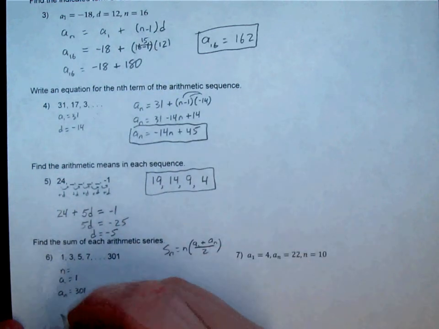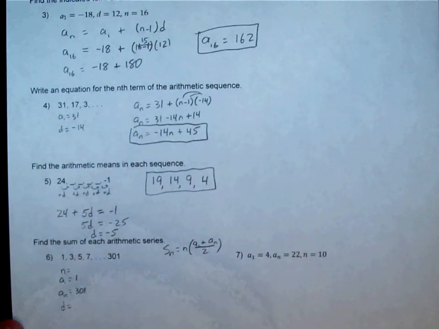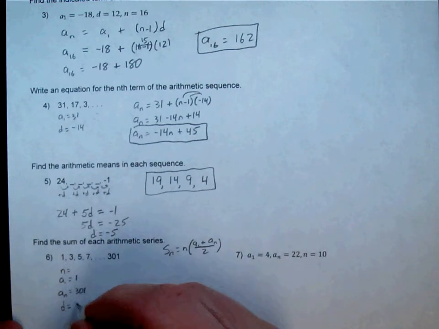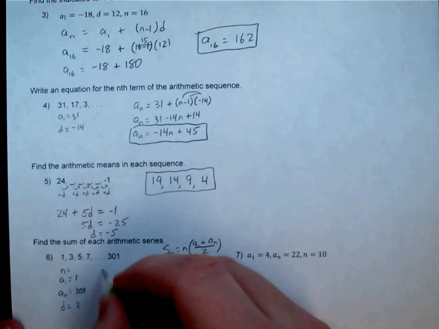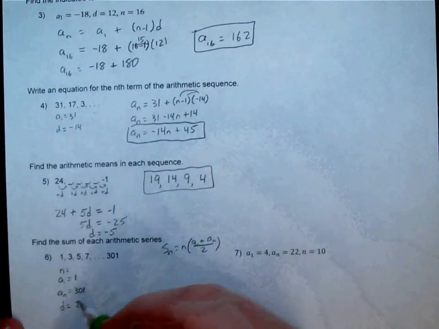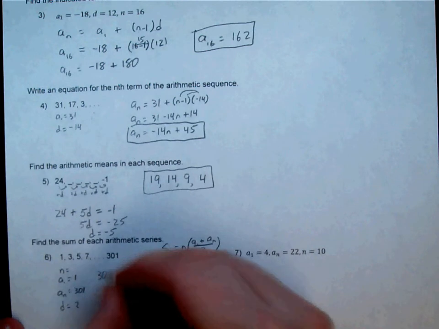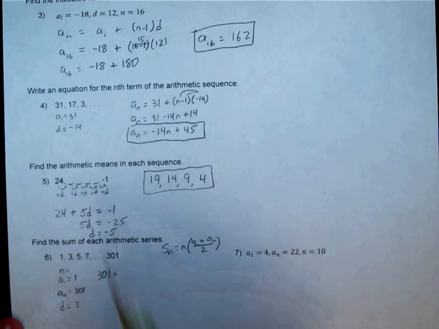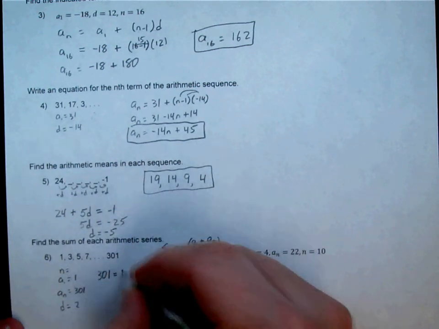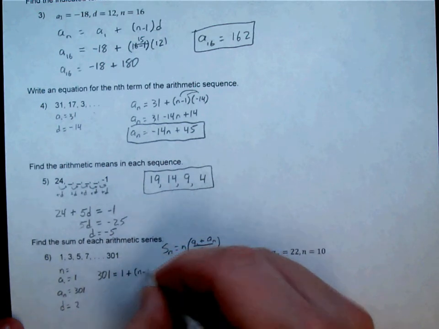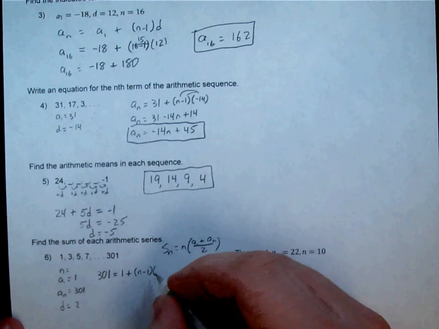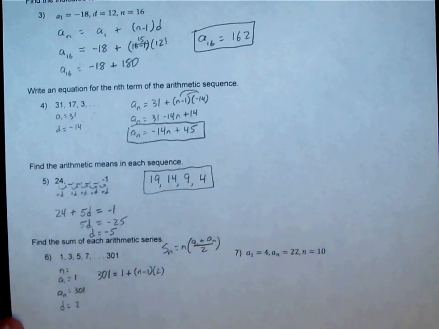So that formula requires that we know what d is. D is the number we add from one term to the next. That's an easy one for us to figure out. I see that I'm just adding 2. So now let's plug the numbers in. So a sub n, well, I know what a sub n is. That's 301 equals a sub 1, I know that, that's 1, plus n minus 1. I don't know what my n is. That's what I'm trying to find out. Times d, which is 2.